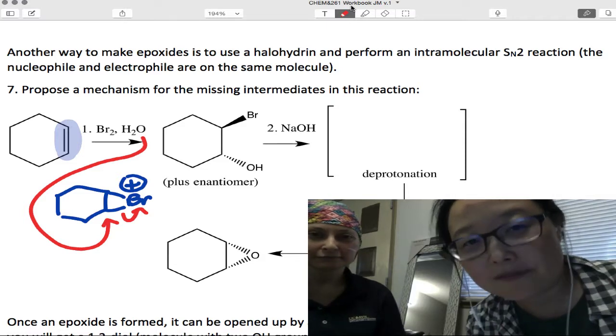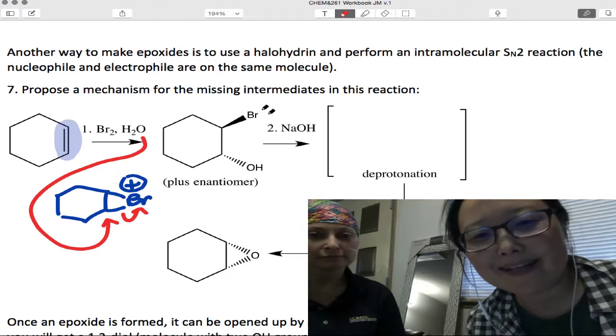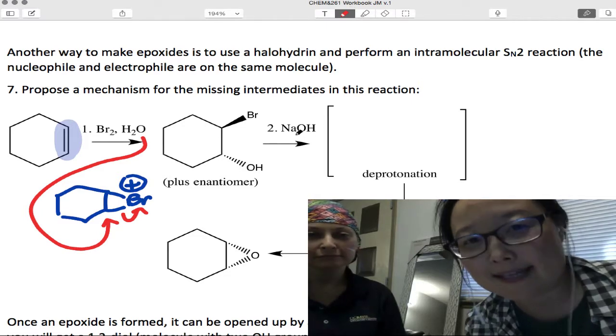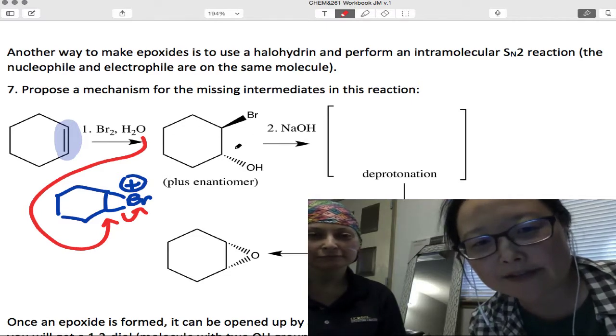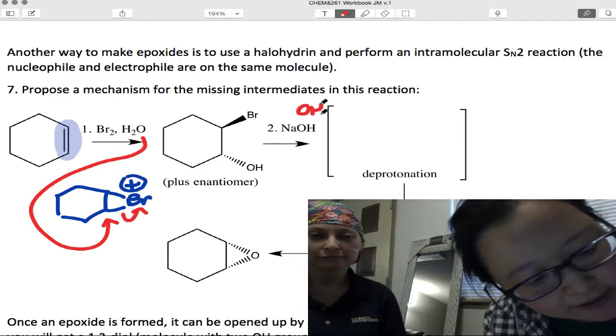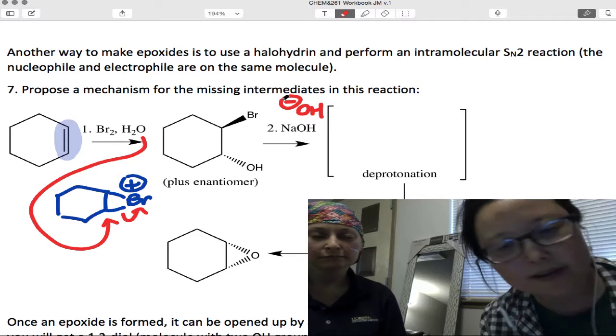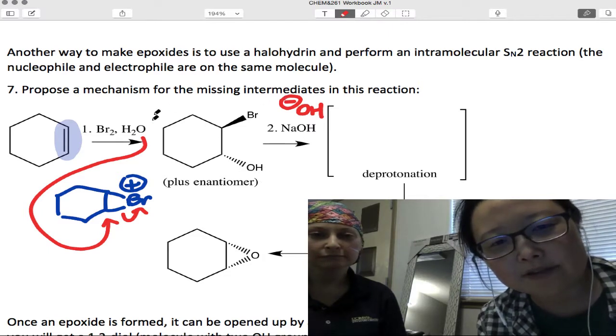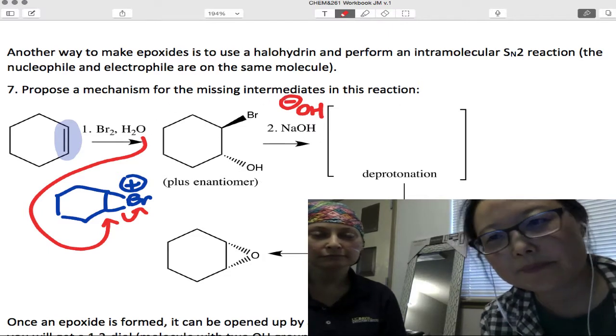Now, the different part that you didn't learn before is we add a base in the second step. If I take this halohydrin and then use sodium hydroxide, remember it's the hydroxide part that's reactive. What is the acidic hydrogen on this molecule? Do you see it?